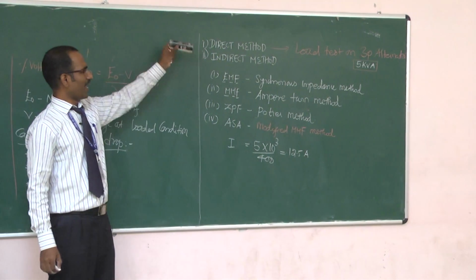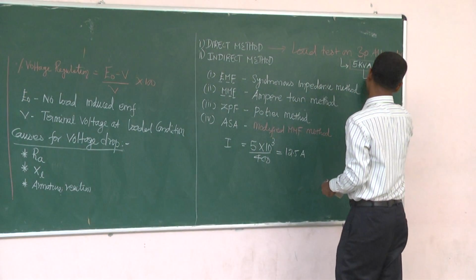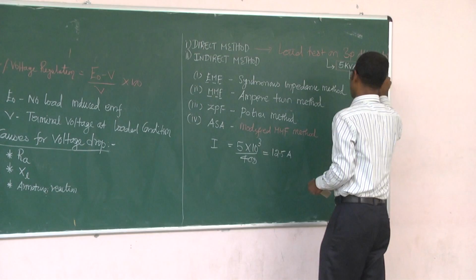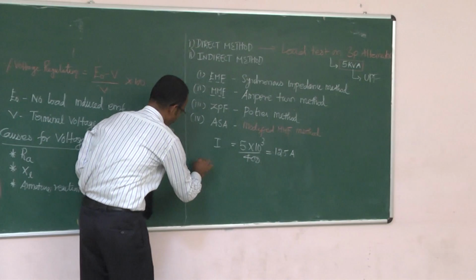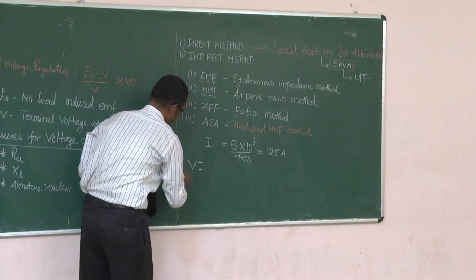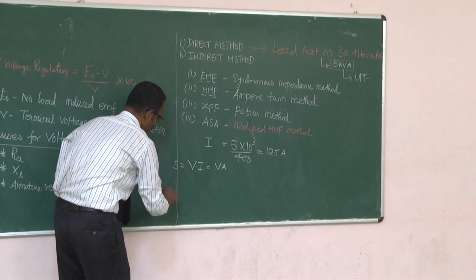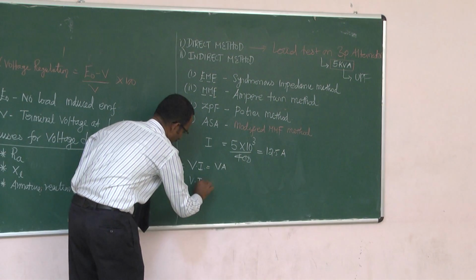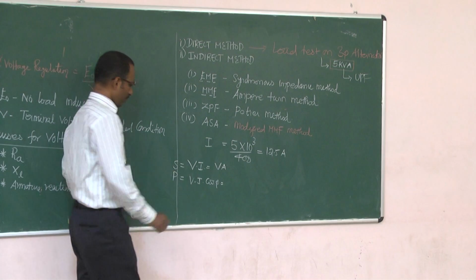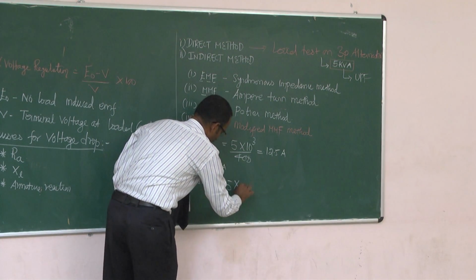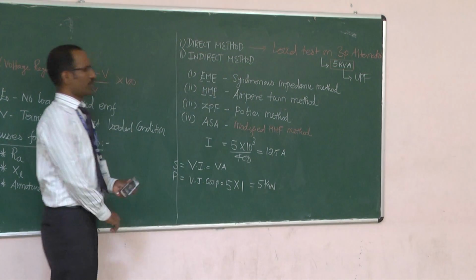Next, the direct method can be applicable only for low power rating generators, and we are able to use a unity power factor load here. If the power factor is unity, the 5 kVA is nothing but VI, volt ampere. It is nothing but the apparent power S. If you are calculating the real power, it is VI cos phi, where cos phi is the power factor. For the unity power factor, the power factor value is 1. The 5 kVA is multiplied with 1. We are consuming 5 kilowatts of power.